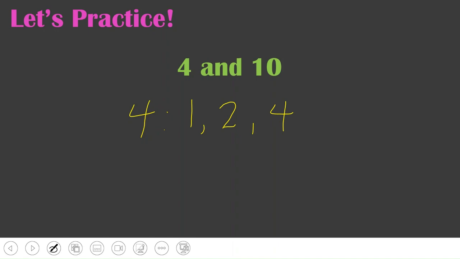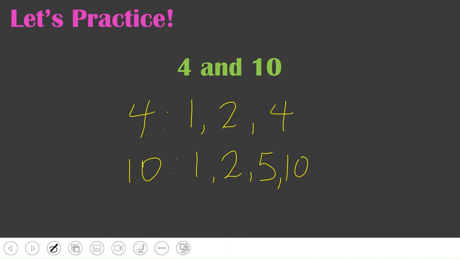Let's look now at the number 10. So we're going to start off the same way. 1 times 10 makes 10. And then let's look at the other factors of 10. 10 is an even number, so we know it's divisible by 2. So 2 times what number makes 10? Or you could think about it as 10 divided by 2 equals what number? And that number is 5. So we know that 10 has factors of 1, 2, 5, and 10.